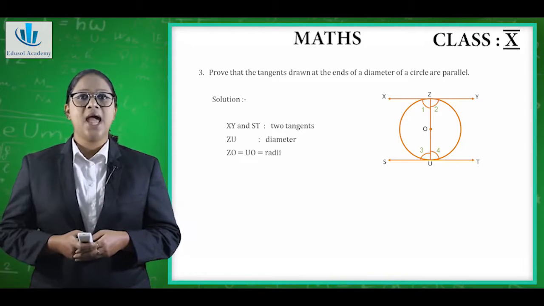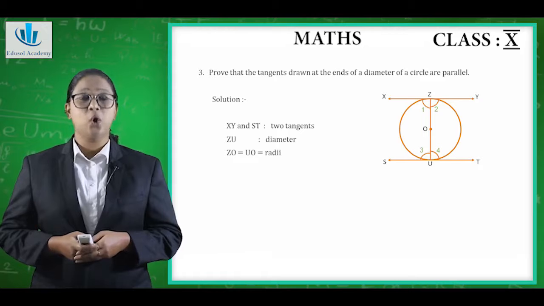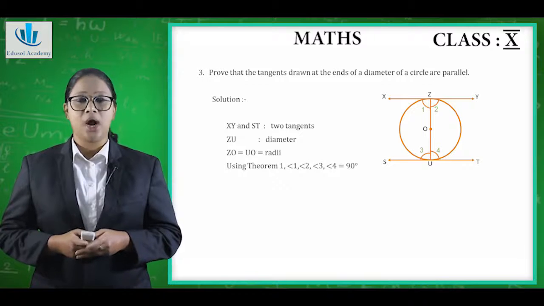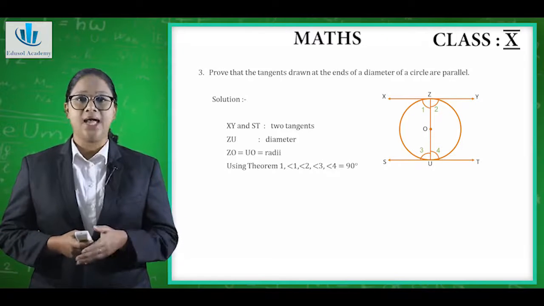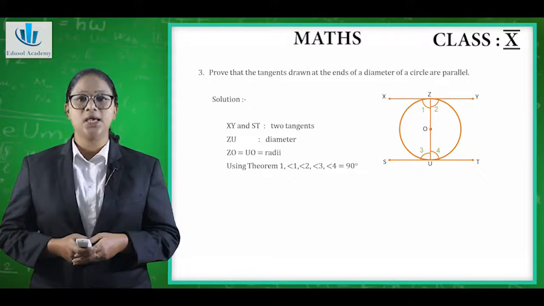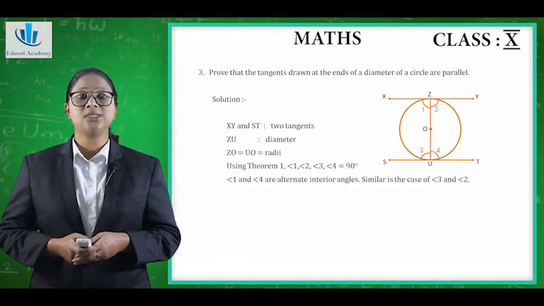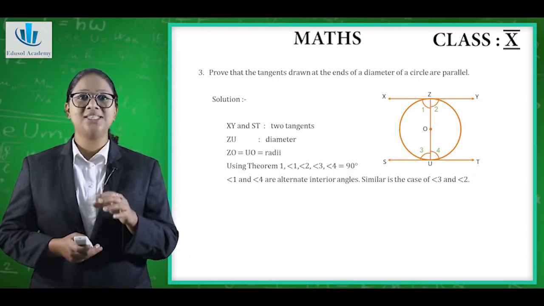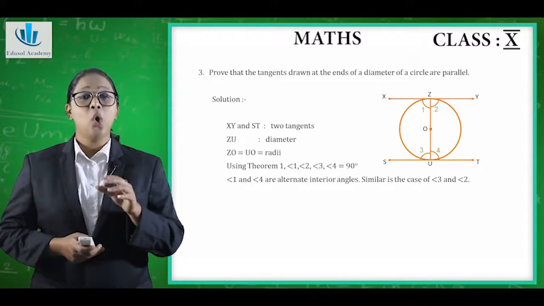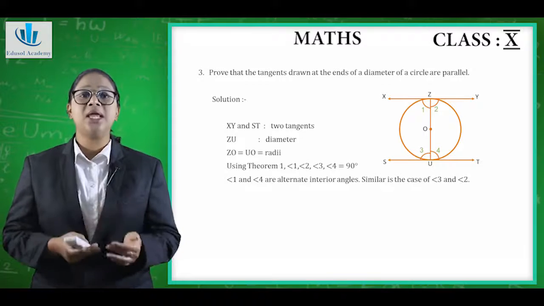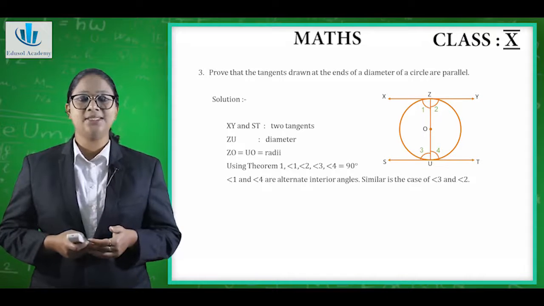Now we can see that angle 1 and angle 4 are alternate interior angles. So are angle 2 and angle 3. Now using theorem 1, we can say that all these angles, angle 1, 2, 3 and 4, are 90 degrees each. Why? Because OU is the radius and ST is the tangent. So OU is perpendicular to ST. Now OZ is perpendicular to the tangent XY. So 1, 2, 3 and 4 are 90 degrees each.